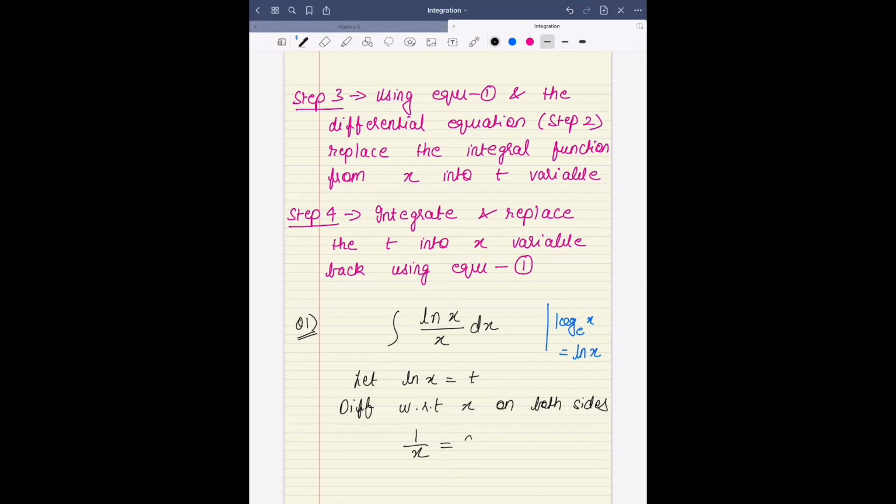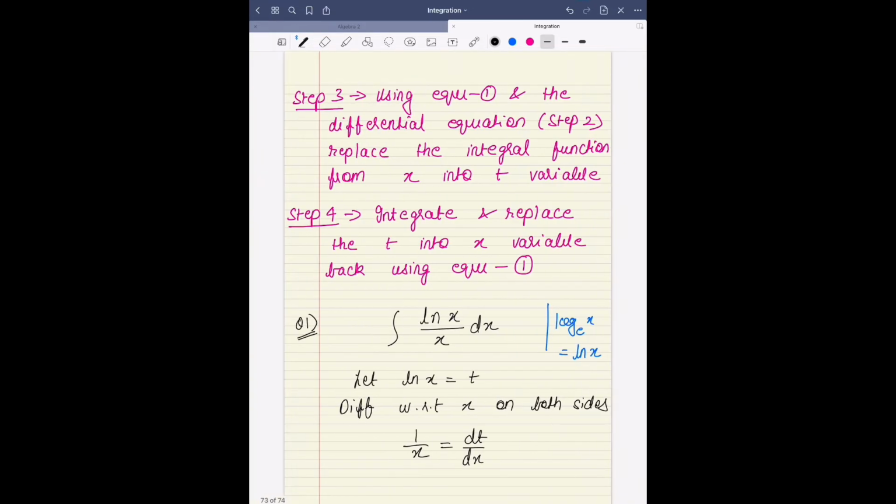You will get dt by dx, because d by dx is nothing but a representation of differentiating with respect to x. So if you are differentiating t, simply write d by dx of t. Now transfer the dx to the other side by cross multiplication. So we'll get, let me do this on the next page, 1 by x dx is equal to dt. This is our first step.